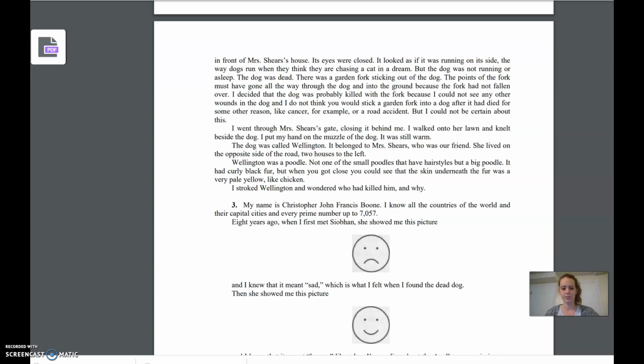Notice that Christopher doesn't have a ton of emotion in his voice when he reads or when he speaks. He's just stating facts. Next paragraph.